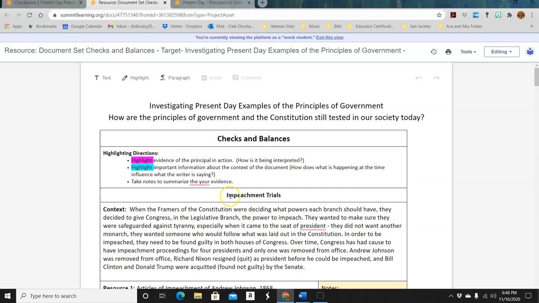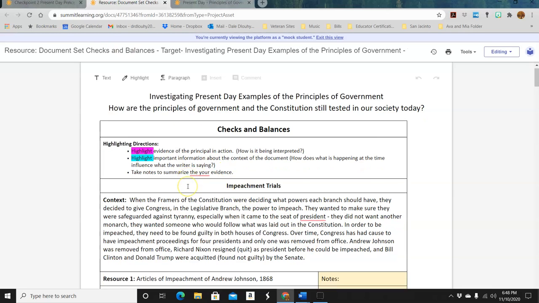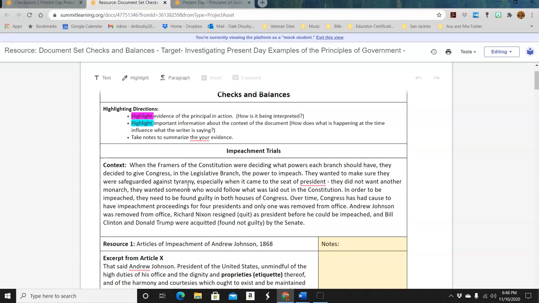If we start off with the document set, it's going to begin with impeachment trials. Impeachment is when Congress finds the president guilty of a crime. It's the House of Representatives who charges them, and it's the Senate who determines their fate, or their punishment. So let's take a look at Resource 1.